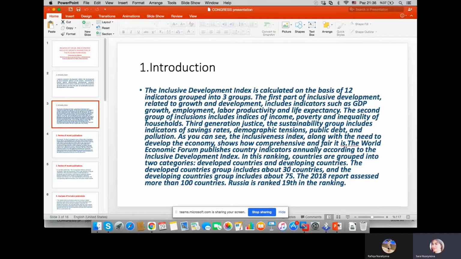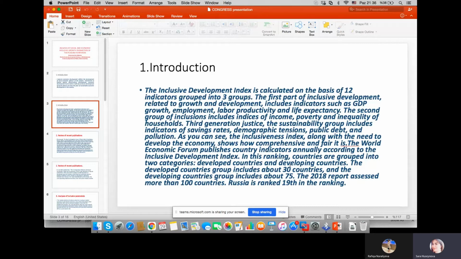Here I describe the analytical calculation of the inclusive parameters: GDP, growth of GDP, income poverty and inequality, growth of population, life expectancy, and income poverty of the country. First of all, the introduction of the article describes the inclusive development index.